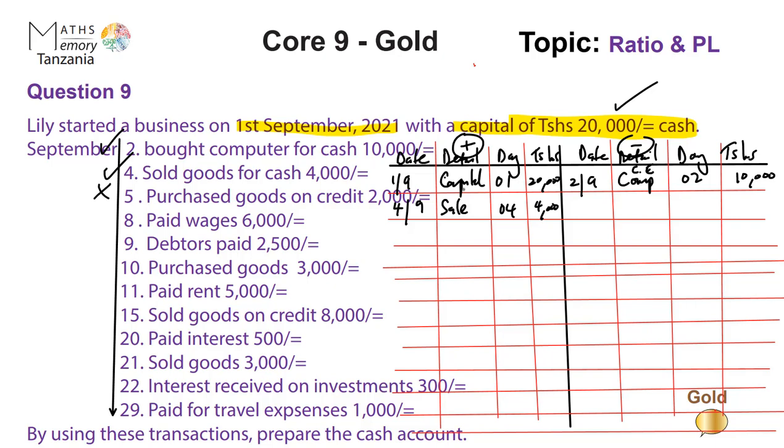Paid wages. So paid wages, you're definitely paying for the wages over here. So this will be the 8th of the 9th. We'll call this wages. This is 08. And how much did you pay for wages? 6,000 Tanzanian shillings. Next one, debtors paid.